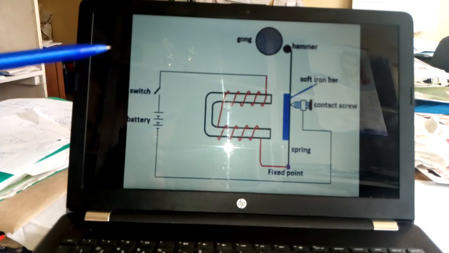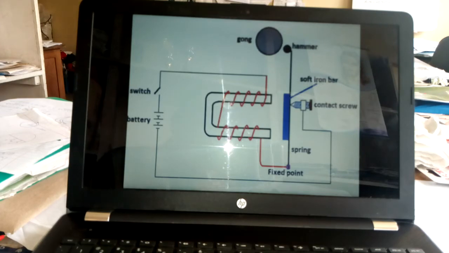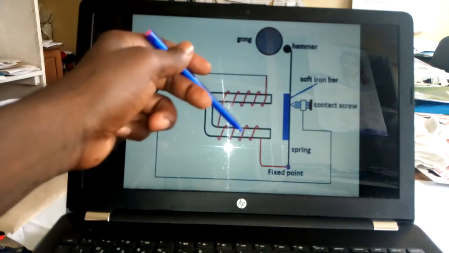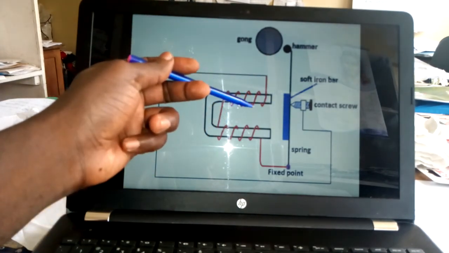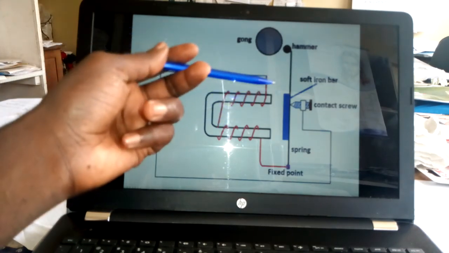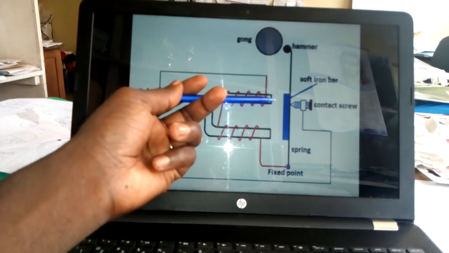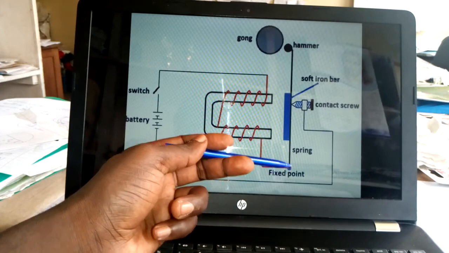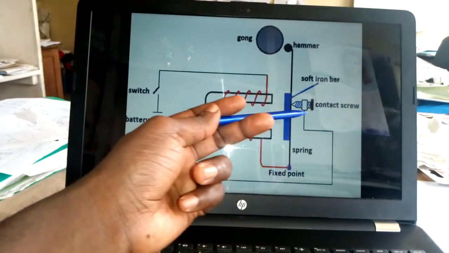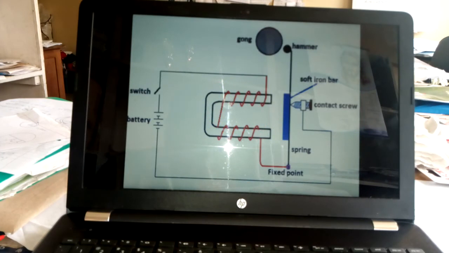Remember we said one of the advantages of electromagnet, it easily gains and loses its magnetism. So it had gained because the circuit was complete, and now since the circuit is not complete, there is no current flow, it loses magnetism. When magnetism is lost, then this spring, which is hinged here, will bring back the soft iron to the contact screw, and therefore the contact screw completes the circuit once more and the cycle repeats.